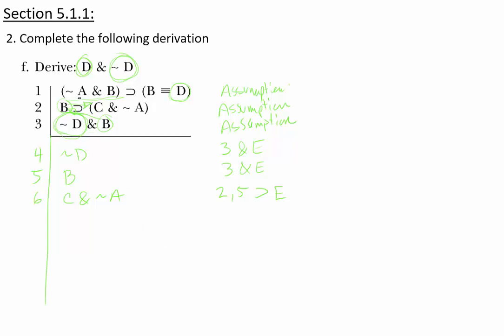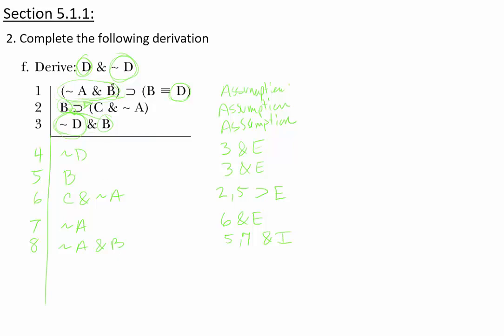Well, that's convenient because one of the things that we need up here to be able to cross this conditional is not A. So let's go ahead and peel that off. Not A. This comes to us by way of 6, conjunction elimination. So now we have not A, and we already have B, so that's going to give us this term here. We need that, so not A and B, and that's going to be 5, 7, conjunction introduction.